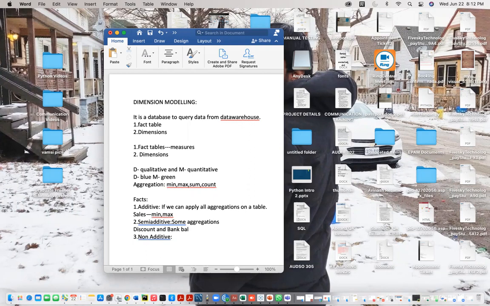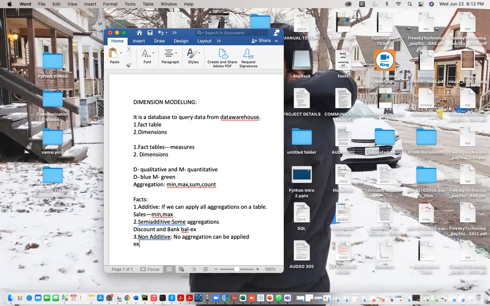So bank balance, we can't say like half bank balance or anything like that, right? So we can apply only some aggregations like minimum, maximum, or depending on the situation. So these are the examples of semi-additive facts. Coming to non-additive facts, no aggregation can be applied. So if no aggregation can be applied, then they are non-additive facts. So these are the major examples.